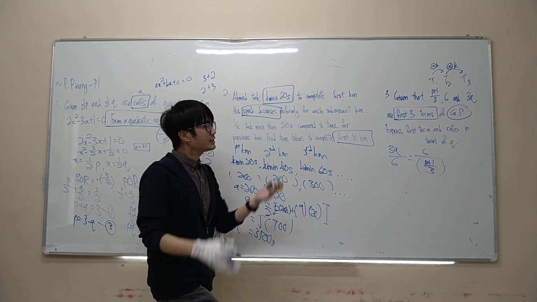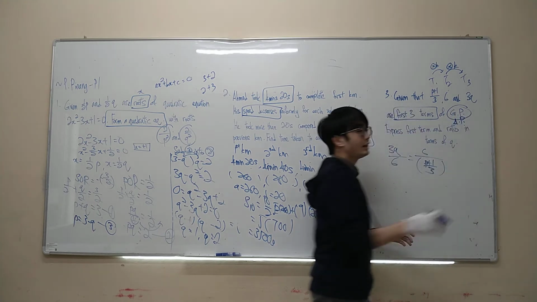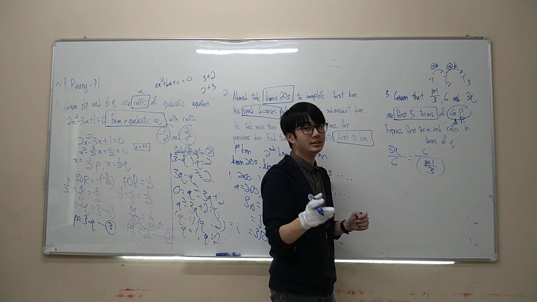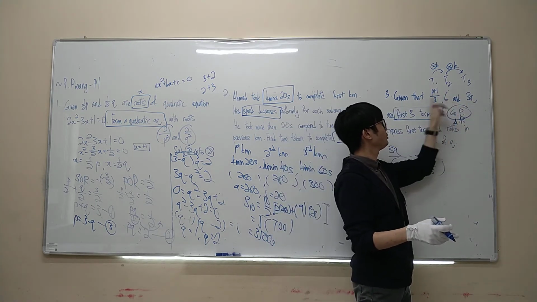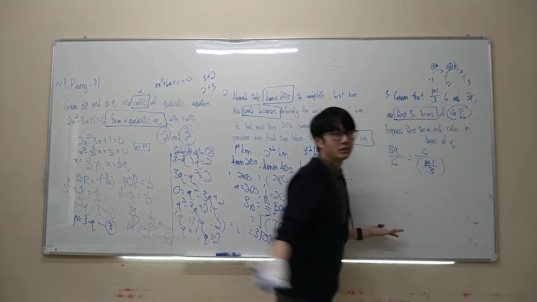And what if I change this to arithmetic? If it's arithmetic, you don't divide, you minus. You take T3 minus T2 equals T2 minus T1. That's all. That's the only difference. That's all.